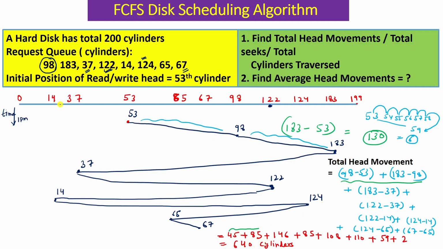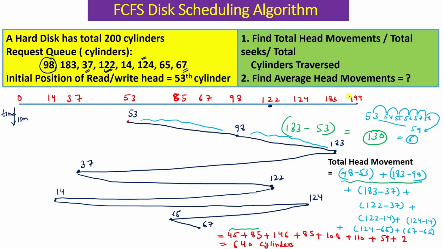Now before moving further, let's understand what will be the input and output in this FCFS program. As input, we have to take the request queue, these cylinders, from the user. We also have to ask the initial position of the read write head. In output, what we have to print is the total number of head movements and the average head movements.